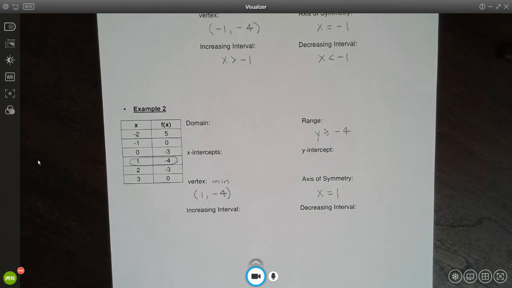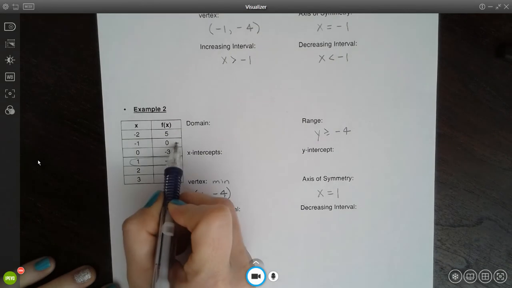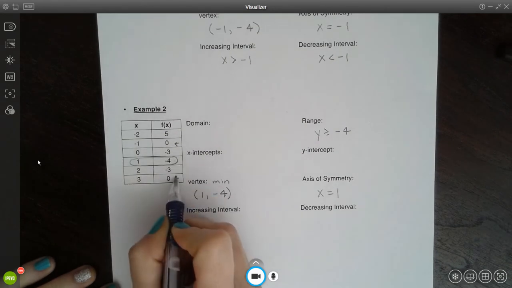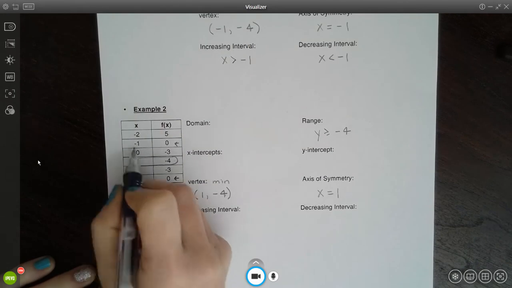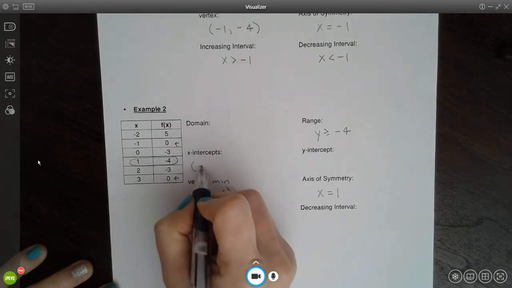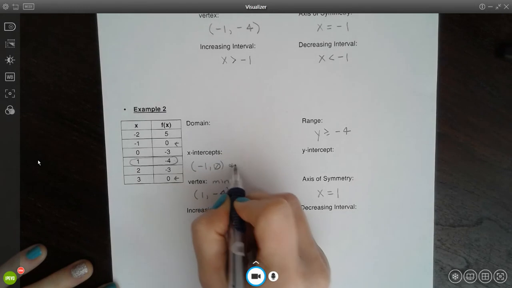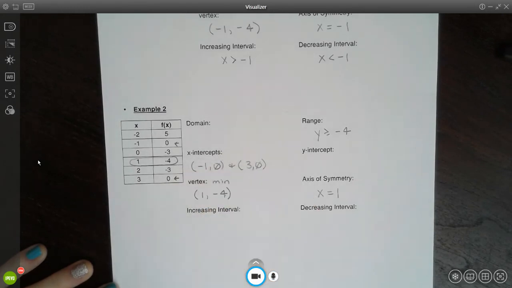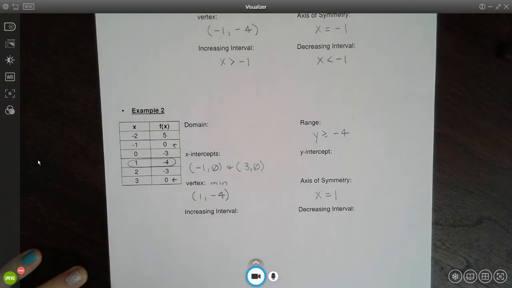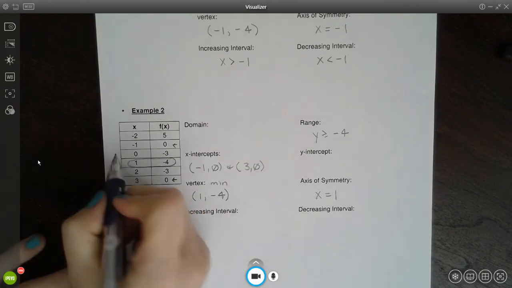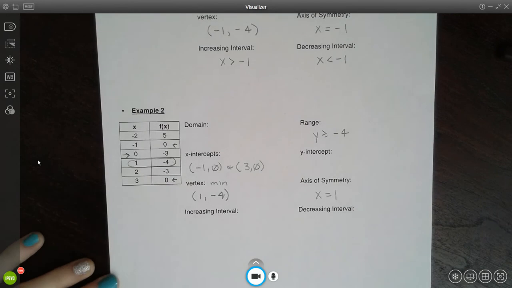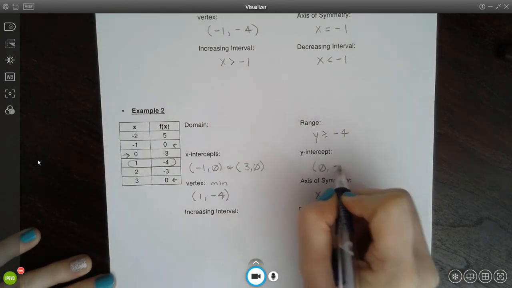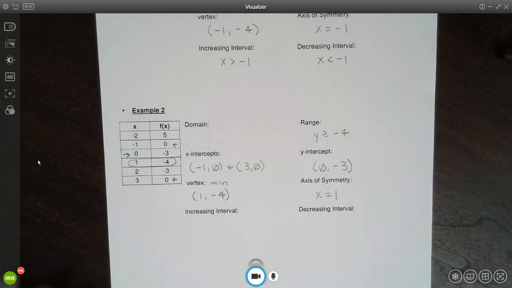Let's do x-intercepts now. So x-intercepts occur when the y value is 0. So I see here y values of 0. So that tells me that these two things are my x-intercepts. So I have -1, 0, and 3, 0. And then if I want to find a y-intercept, I look for where x is 0. So my y-intercept would be 0, -3.